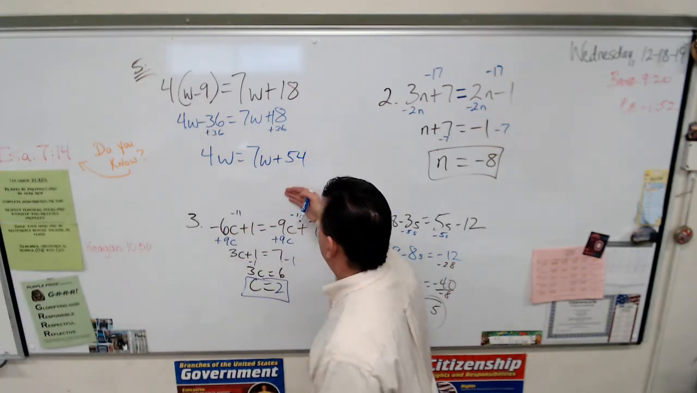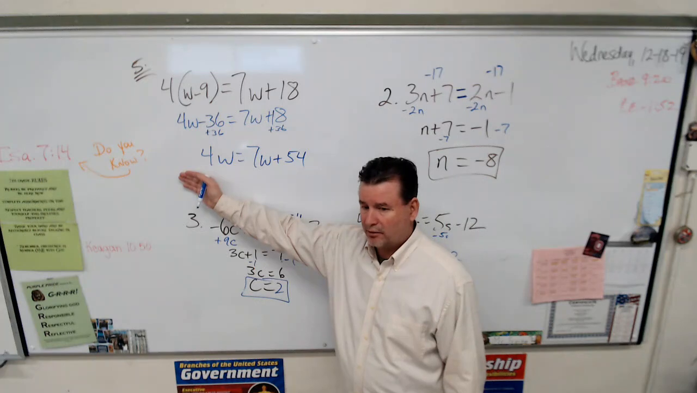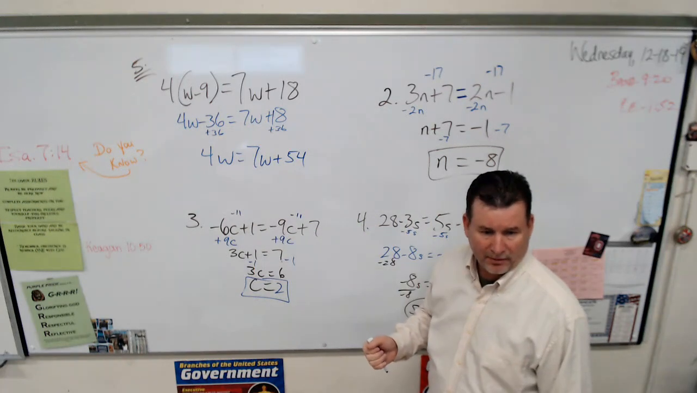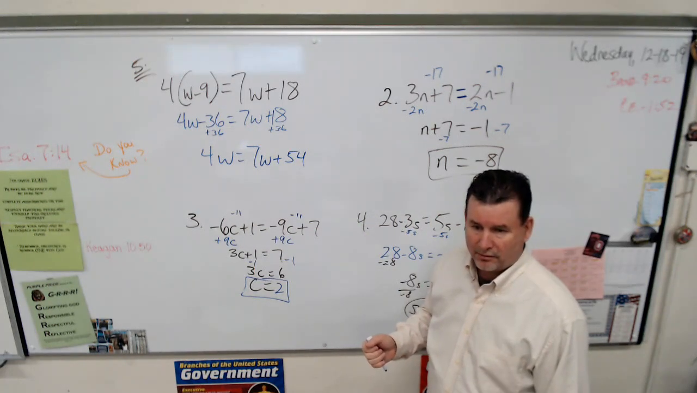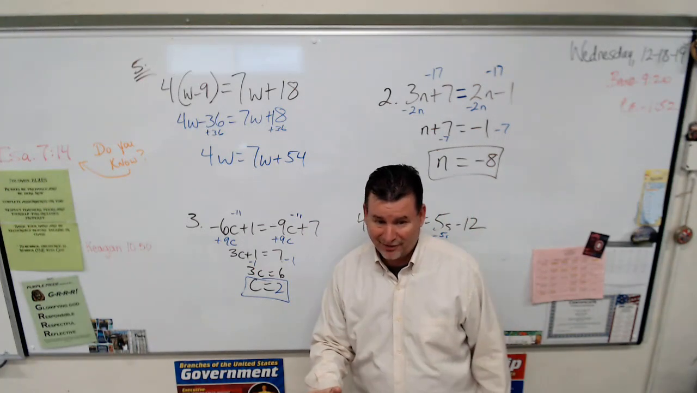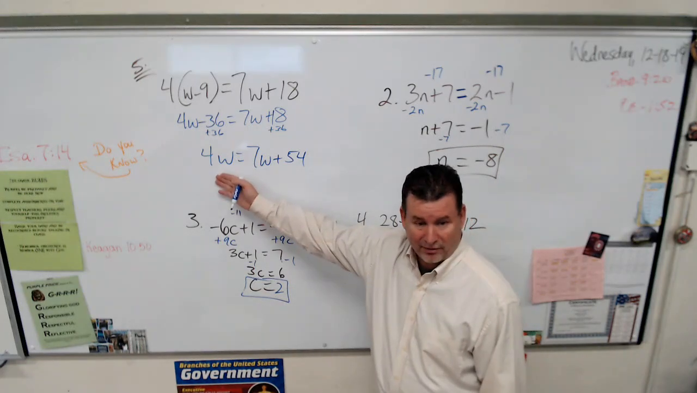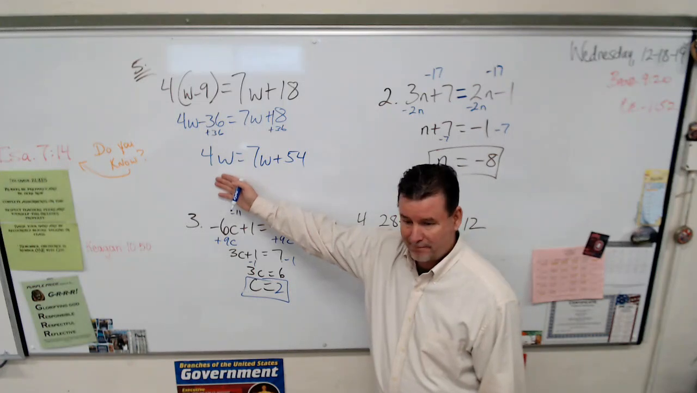Now, what would you do? Move your W's to the left or your W's to the right? To the right? You want to move to the right? Because that'll really complicate things. Watch. Because if I move them to the right, what am I going to end up with over here? Negative 3. Just keep it on the left?